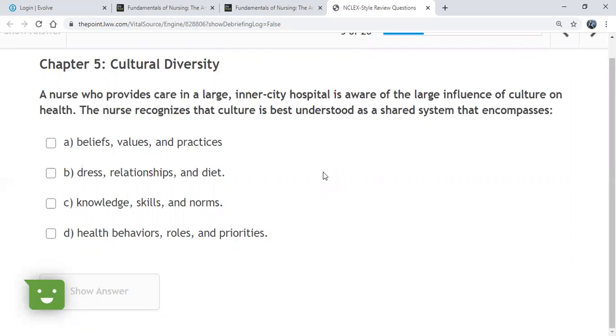A nurse who provides care in a large inner city hospital is aware of the large influence of culture on health. The nurse recognizes that culture is best understood as a shared system that encompasses what? A. Sure. The things that I value, the things that I believe in, and the things that I practice, because I don't really practice something I don't believe in, right? I'm not going to do something if I don't believe in it.